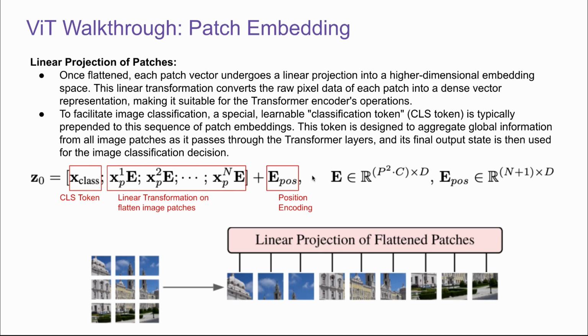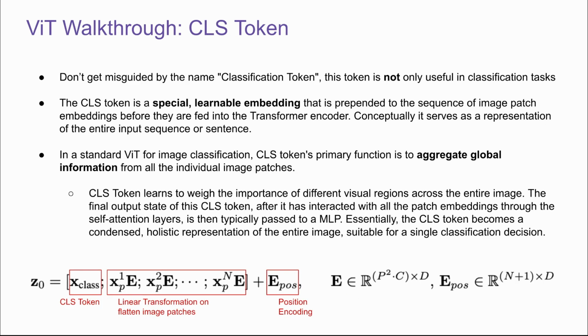This is the math formula of how we do linear projection for the image. The first parameter is the CLS token. The second one is a linear transformation on the flattened image patches. And the last one is position encoding. I want to spend more time on the CLS token.